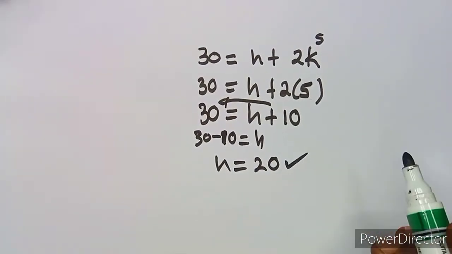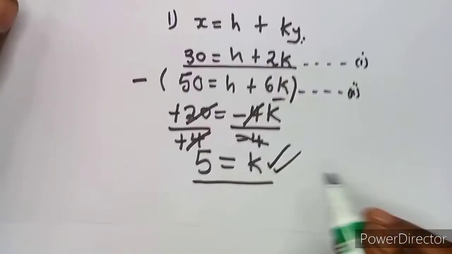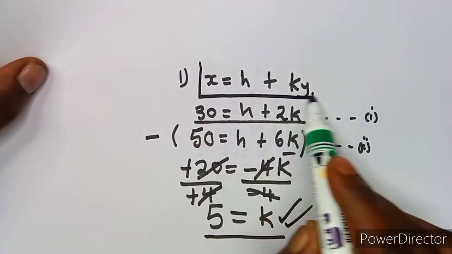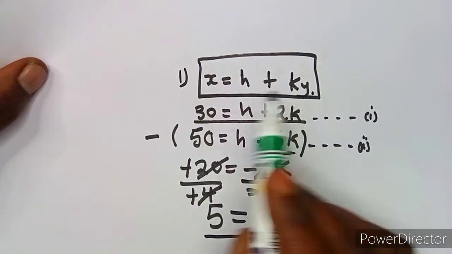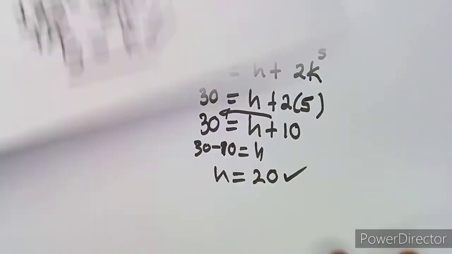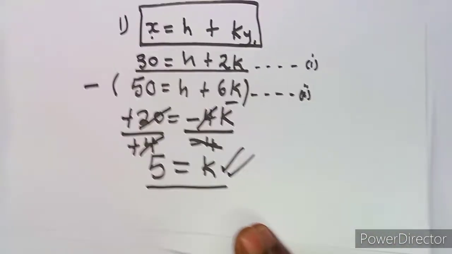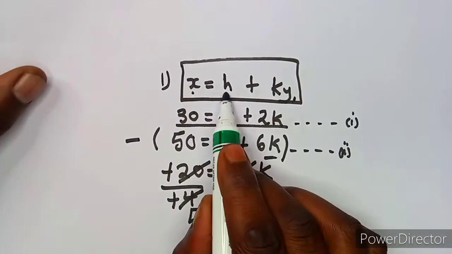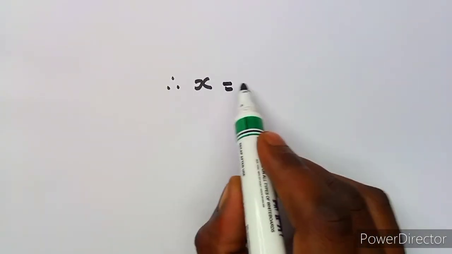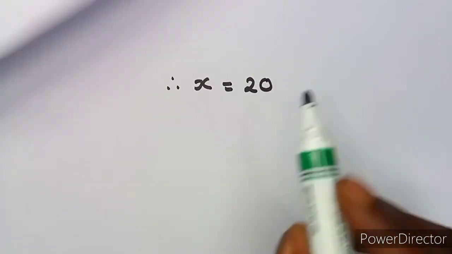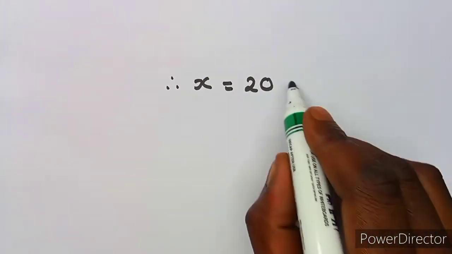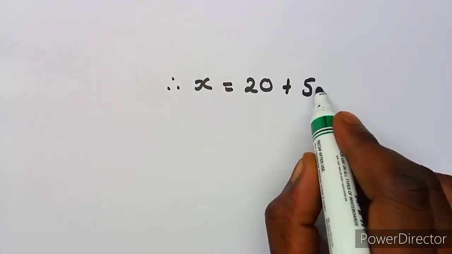So you have the value of h, and here you have the value of k. So you're going to substitute now into this equation so that you are now going to be left with x and y. So that is the relationship. Okay, so let's substitute. Remember, h is equal to 20, so in place of h, x is equal to 20 plus ky, of which our k is 5, so it's going to be plus 5y, like this.